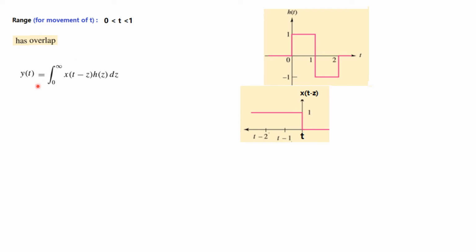And this is the original formula: integral from 0 to infinity of x(t minus z) h(z), in this case since we have flipped this signal. Now, what is the limit in our case? If you see, these two overlaps have a starting point of 0, but we don't know what this point here is, so we'll look at the lower signal. The final point is t. So we'll change the limits of integration from 0 to t. The other things remain the same.